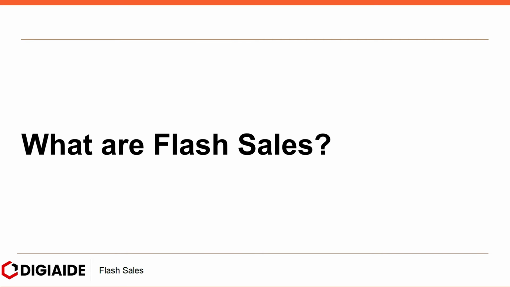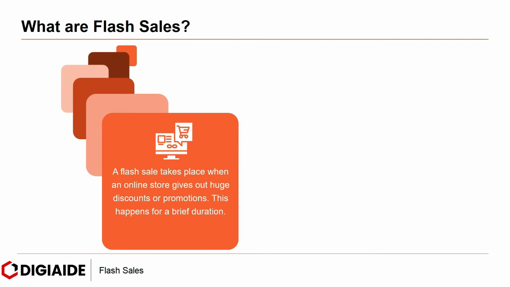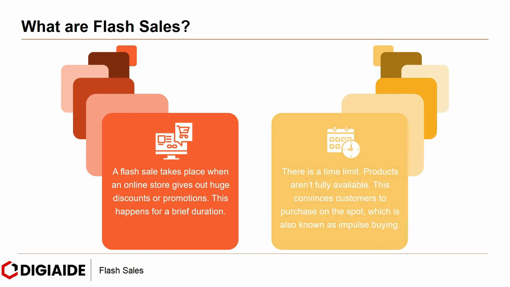Next, what are flash sales? A flash sale takes place when an online store gives out huge discounts or promotions. This happens for a brief duration. There is a limit. Products aren't fully available. This convinces customers to purchase on the spot, which is also known as impulse buying. There are a few aims of this flash sale strategy. Some of these are to sell surplus stock, increase short-term sales, urge online shoppers to impulse buy, etc.